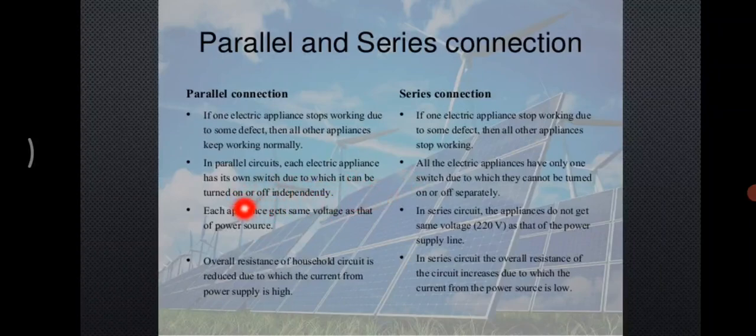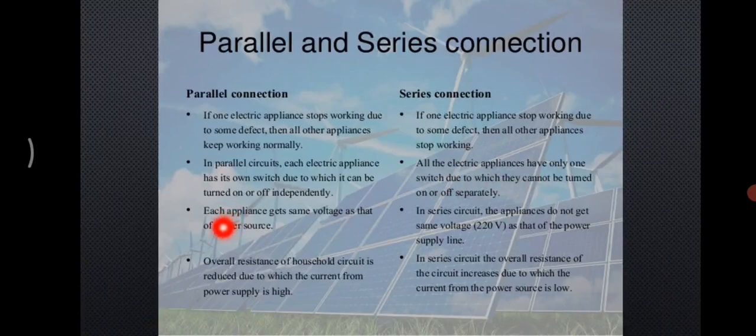Second point, in a parallel circuit, each electrical appliance has its own switch, due to which it can be turned on or off independently. As I said, they have their own switches, so you can use different buttons for different appliances. Whereas in series connection, all the electrical appliances have only one switch, due to which they cannot be turned on or off separately. The best example I can give you is the fuse. If the fuse breaks, all the other appliances at your home will stop working, right? So the fuse is connected in series at your homes.